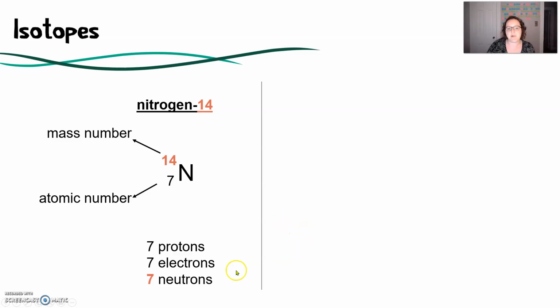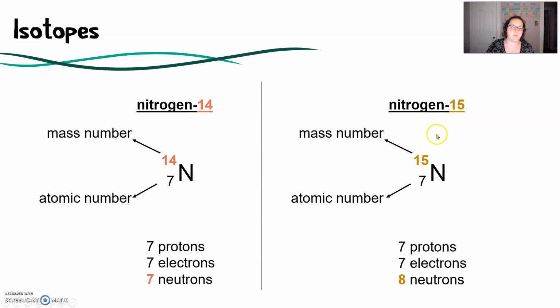This slide shows an example of how to break down an atomic symbol to determine how many of each subatomic particle it has. For the nitrogen-14 isotope, we know that the atom has 7 protons because it has an atomic number of 7, and if the atom is neutral, that means it'll also have 7 electrons. Since the mass number here is 14, we just subtract the 7 protons to get 7 neutrons for this particular isotope, nitrogen-14. For the nitrogen-15 isotope, we still have the 7 protons because the atom's still nitrogen, and so it's going to have the same atomic number.